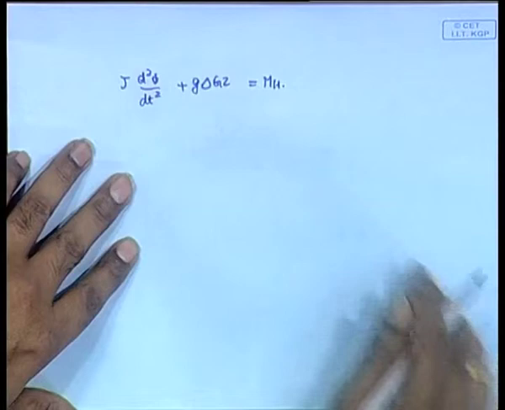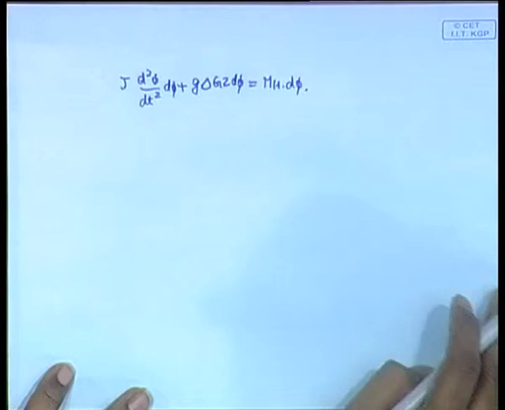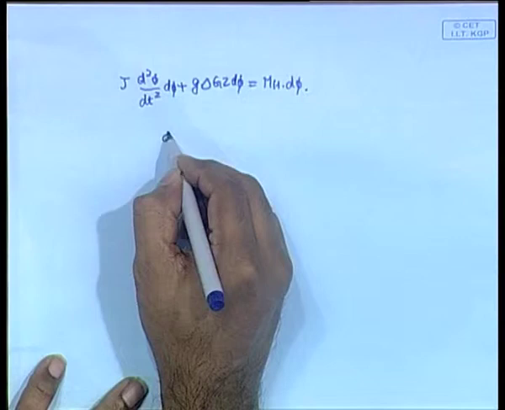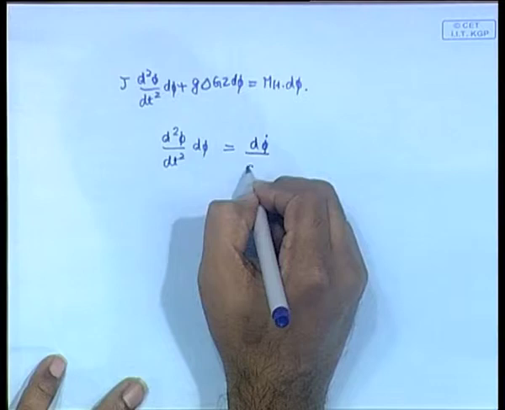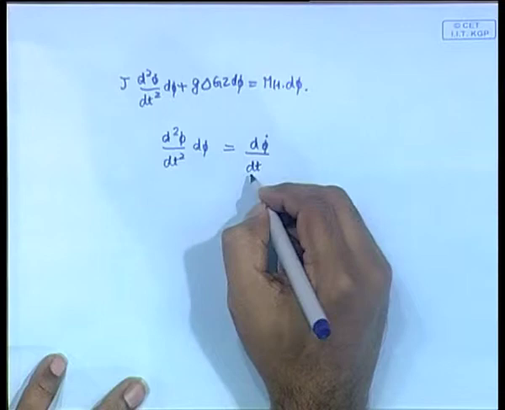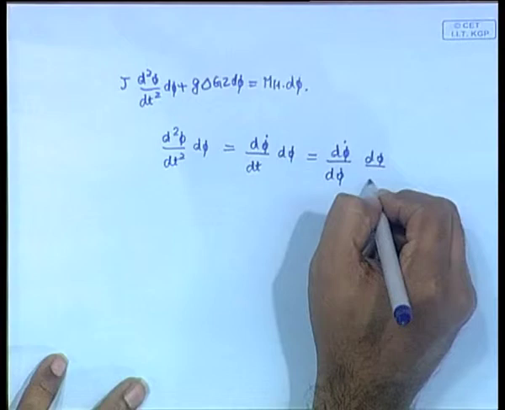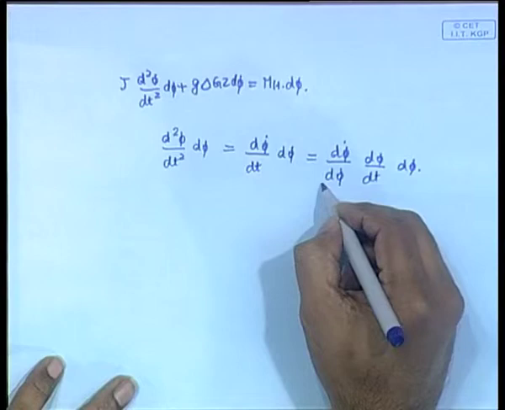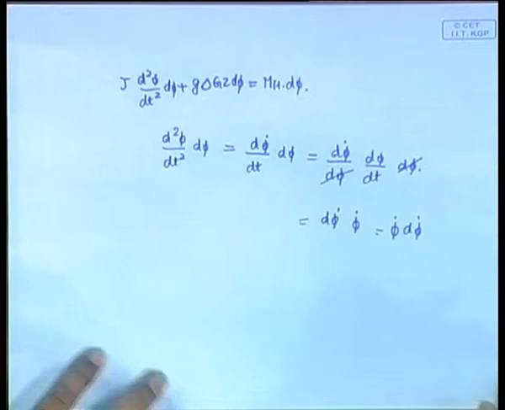Now, we will do one thing, we will multiply d phi to all the terms. Now let us take the component that comes with J, d square phi by dt square d phi. Now d square phi by dt square can be written as d phi dot by dt, where phi dot is d phi by dt. So, d by dt of d phi by dt is known as d square phi by dt square. So, d phi dot by dt into d phi, which I still write as d phi dot by d phi into d phi by dt into d phi. Now, I remove these two d phi's, this becomes d phi dot into phi dot. If you have some doubt with this, you can ask me. Any of these, one going to the other, if there is any doubt in that.